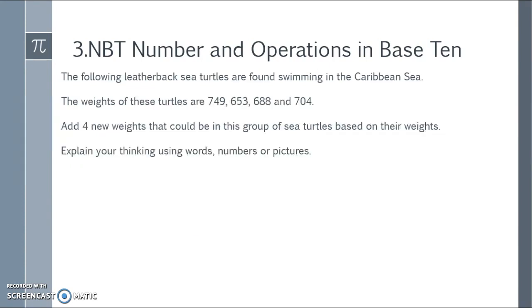The following leatherback sea turtles are found swimming in the Caribbean Sea. The weights of these turtles are 749, 653, 688, and 704 pounds. Add 4 new weights that could be in this group of sea turtles based on their weights. Explain your thinking using words, numbers, or pictures. Take a moment to pause the video and take a few guesses on what you think and your thought process, and we'll come back together and go over the problem.